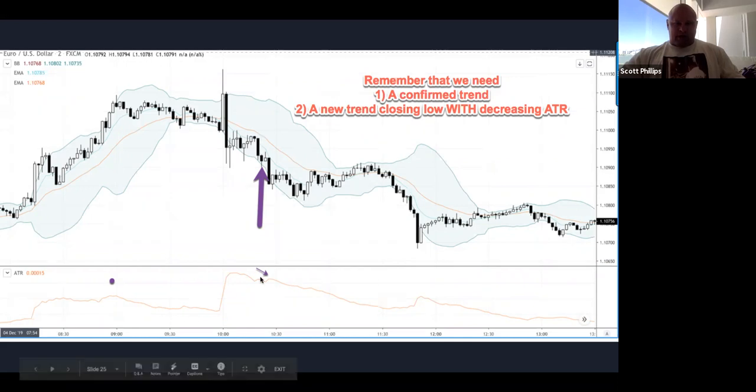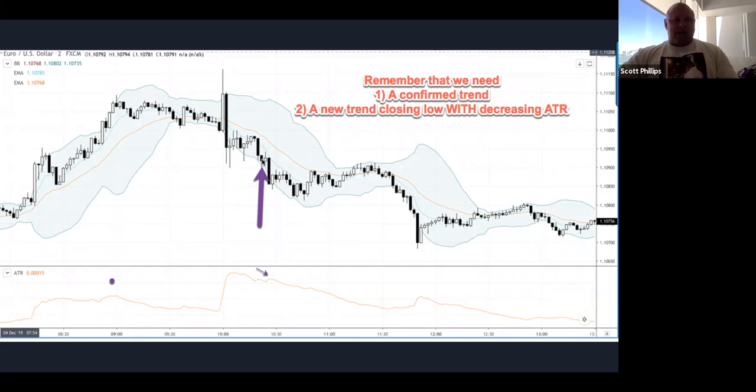This bar happened on an uptick. This bar happened on a downtick. And I want everyone to be really clear for that. We want a single bar downtick with a new closing low for the trend. This is what we need. We need a confirmed trend that happens here, and we need 1, 2, 3, 4, 5, 6, 7, 8, 9, 10, 11, 12 bars later, a new trend closing low with decreasing ATR.